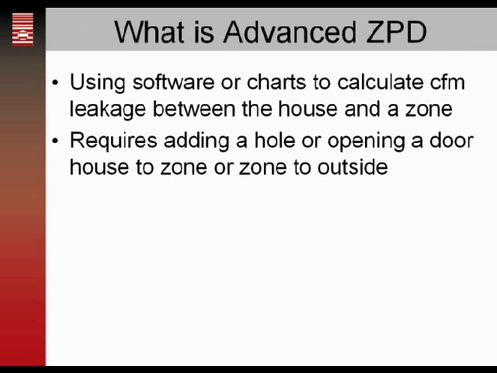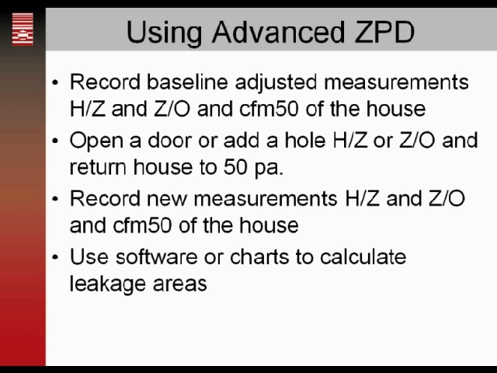So next we'll talk about what is advanced zone pressure diagnostics. It requires using software or charts to calculate the CFM leakage between the house and zone. And it requires adding a hole or opening a door, house to zone or zone to outside, to make those calculations. When we're using advanced zone pressure diagnostics, first we'll record the baseline adjusted house to zone and zone to outside and CFM 50 of the house.